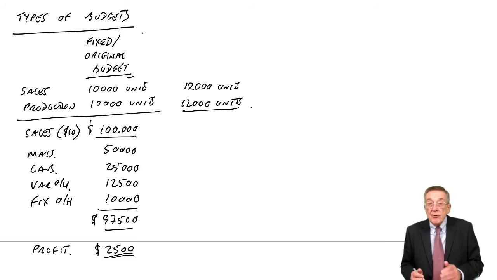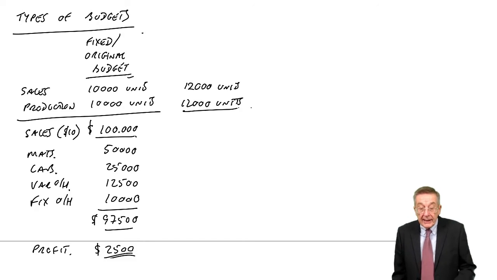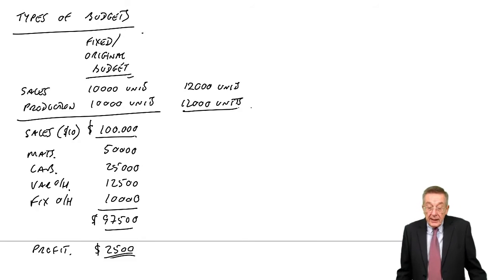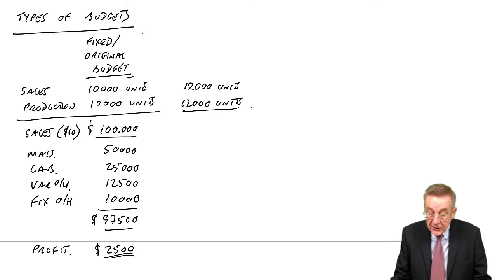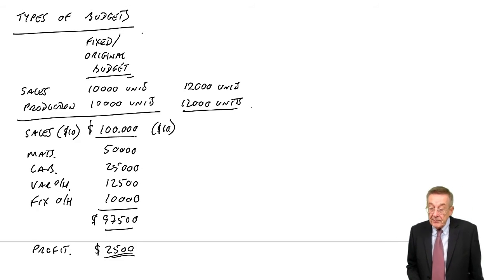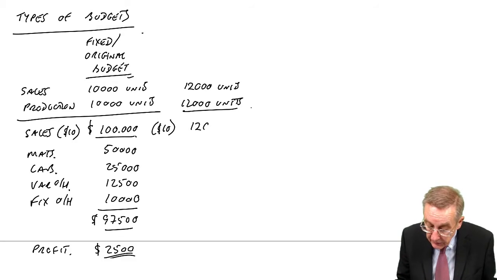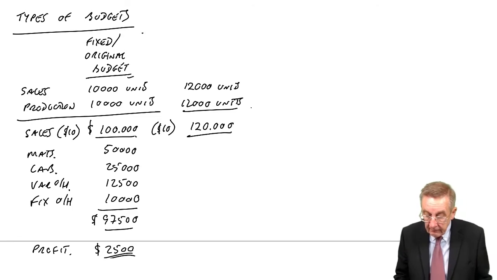Before we do any more, let's rewrite the budget and say, if we'd have known we were going to produce and sell 12,000, what would have been the figures? Well, sales, of course, should be at $10. And so how much would we have budgeted on? 12,000 units at $10, revenue of 120,000.